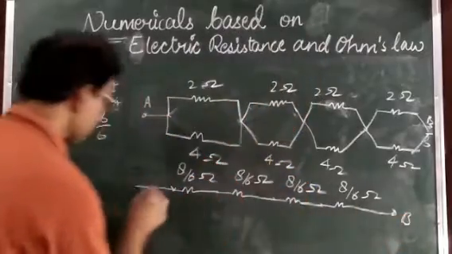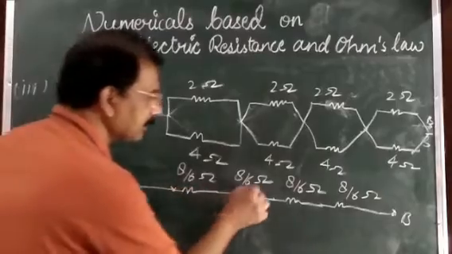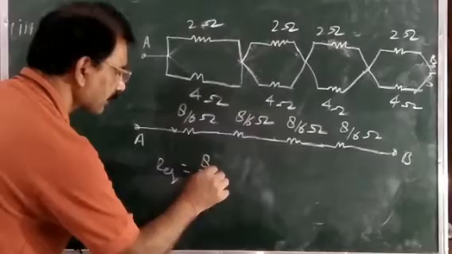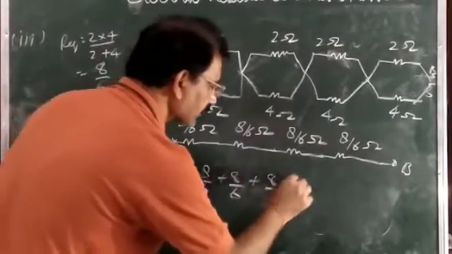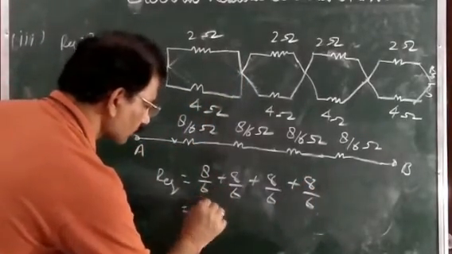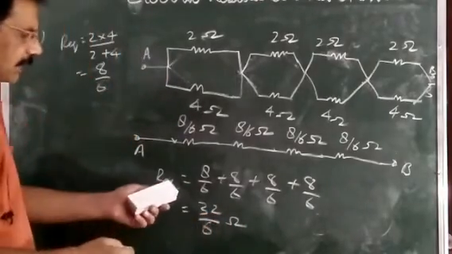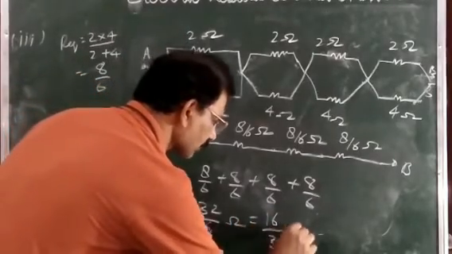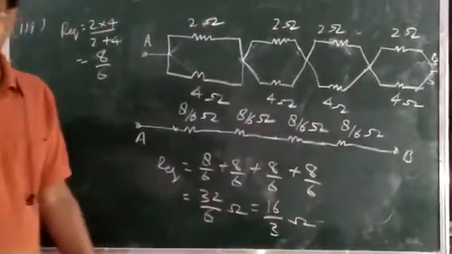This point is 8 and this point is 8. And now they are equivalent. All these resistances between A and B are in series. So their equivalent is 8 by 6 plus 8 by 6 plus 8 by 6 plus 8 by 6. And now you will get here 32 by 6 ohm. Simply you can find R equivalent, you can also write this one as 16 by 3. So simply in this way you can find out the equivalent resistance of this circuit.